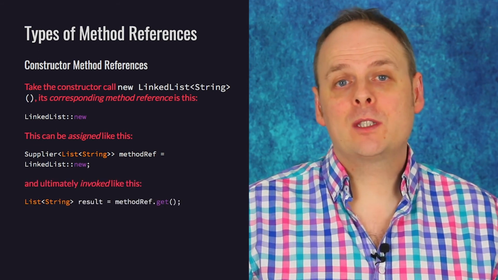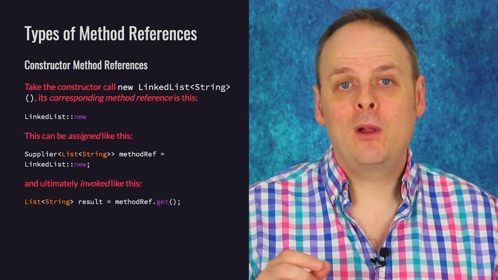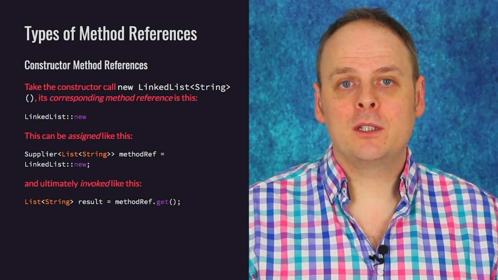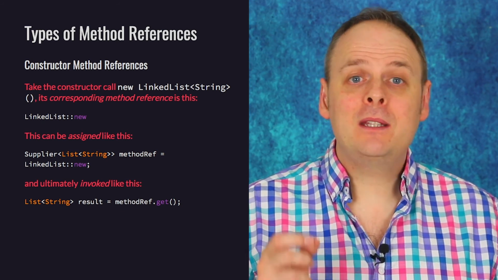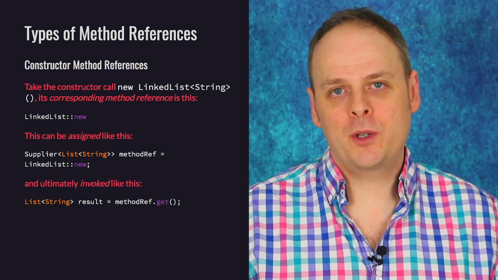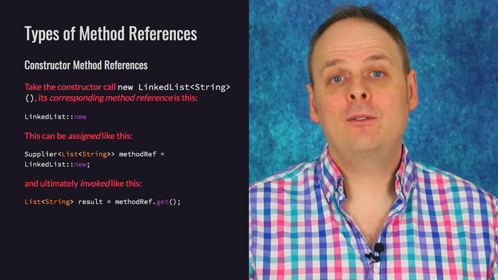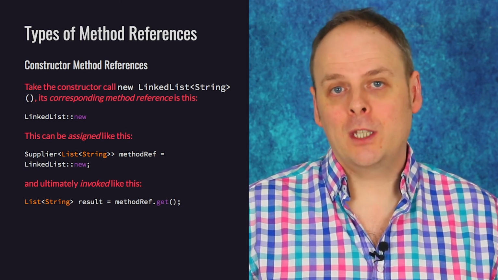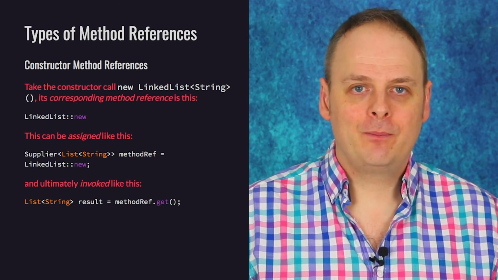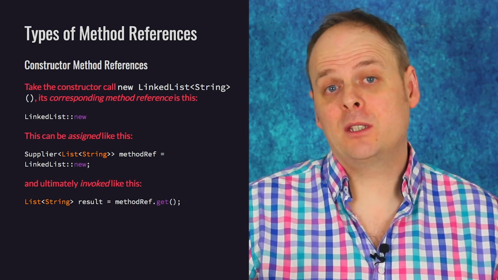Notice that the functional interface for constructor method references is a supplier, and this takes no arguments and just returns something. So this means that you can only call no argument constructors. In other words, the basic default constructors you'd get in Java, which take no arguments when constructing the objects. It's a limitation, yes, but there it is.